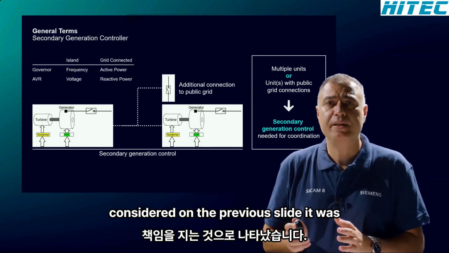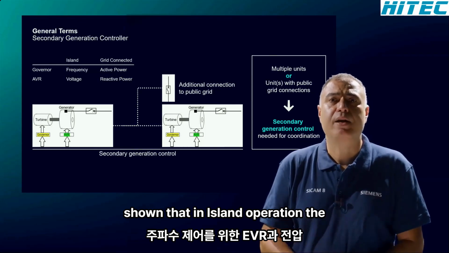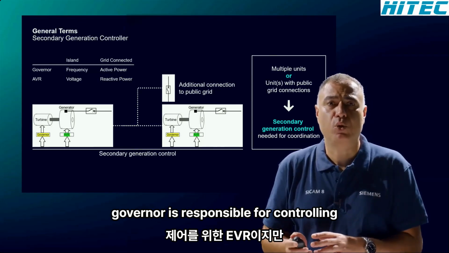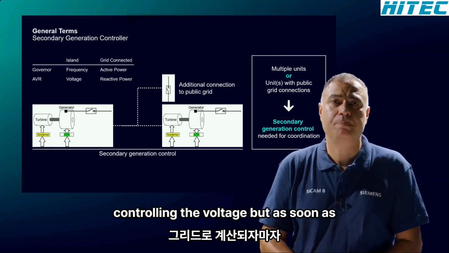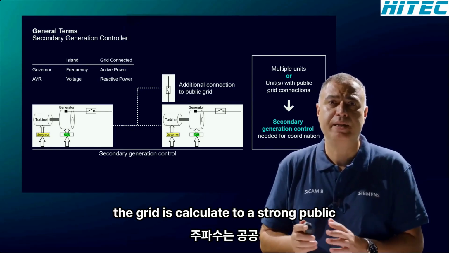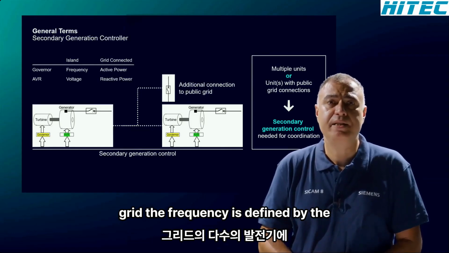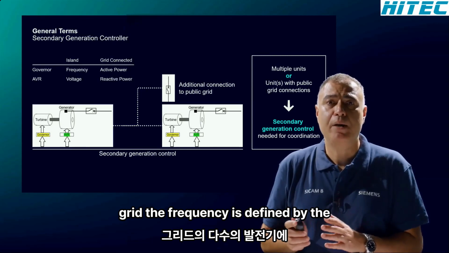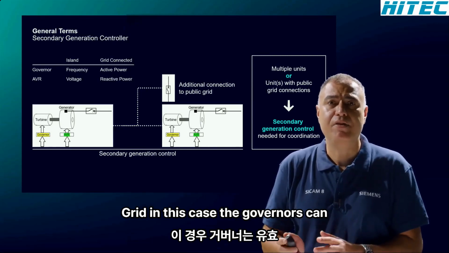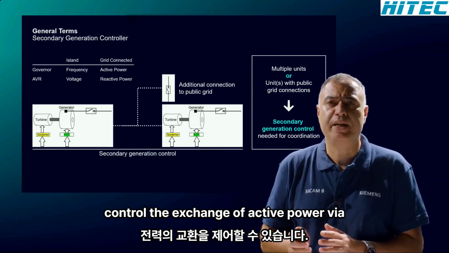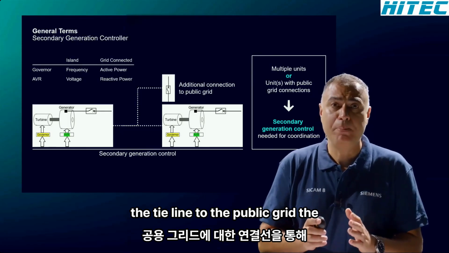On the previous slide, it was shown that in island operation, the governor is responsible for controlling the frequency and the AVR for controlling the voltage. But as soon as the grid is coupled to a strong public grid, the frequency is defined by the large number of generators in the public grid. In this case, the governors can control the exchange of active power via the tie line to the public grid.